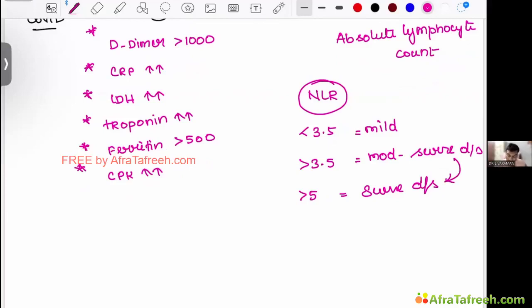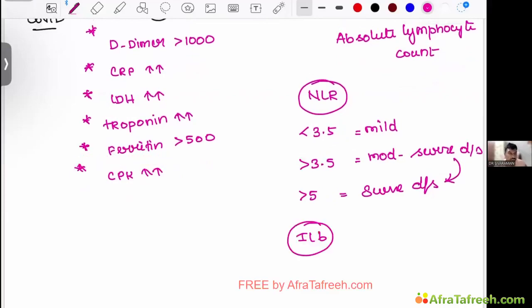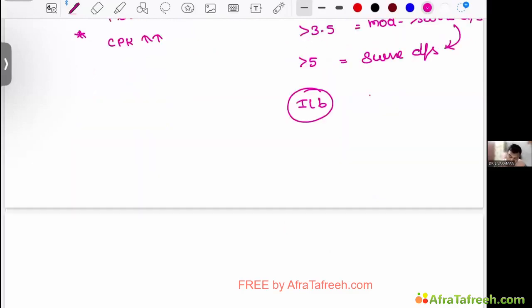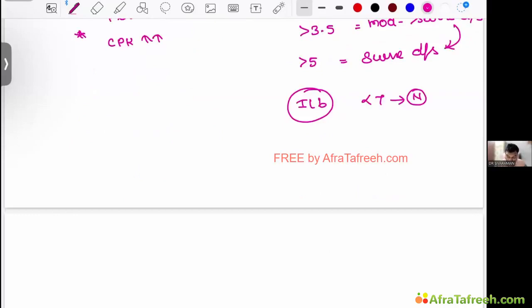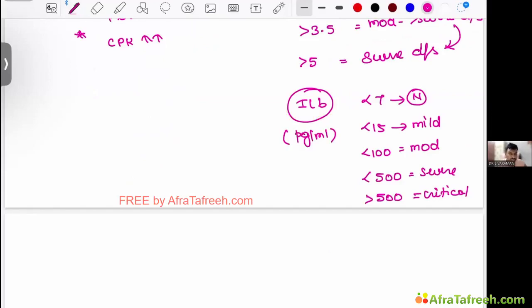Very, very important thing. The next important investigation is going to be interleukin 6. Whenever interleukin 6 is less than 7, it is normal. Less than 15 is considered mild, less than 100 moderate, less than 500 severe, and more than 500 is critical. It is measured in picogram per ml.